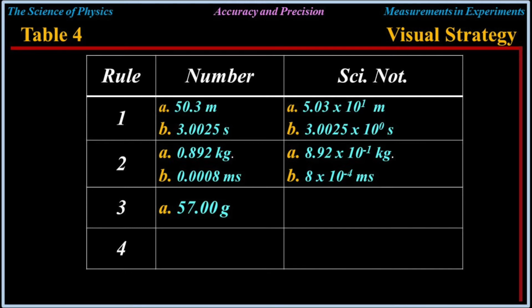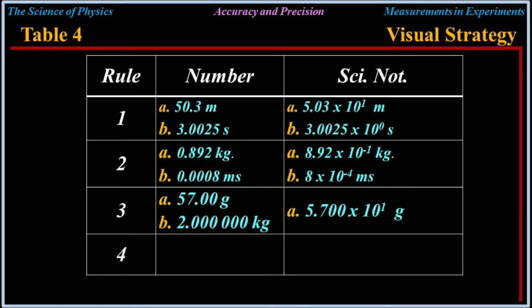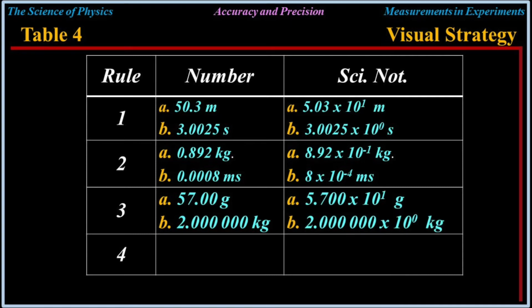So that would be 5.700 times 10 to the 1. Excellent. Etc. 2 times 10 to the 6. And you would use all those because that's 0. 10 to the 0 is actually a base 10. That's legitimate. Okay? Excellent.